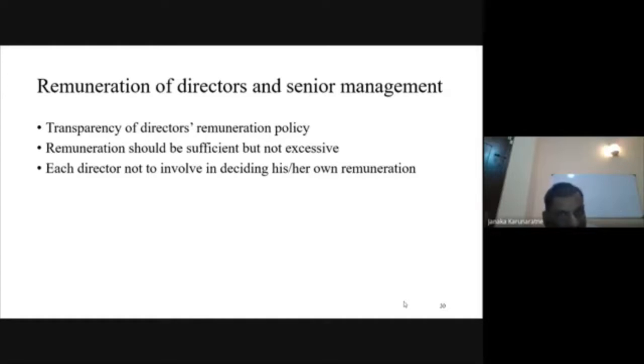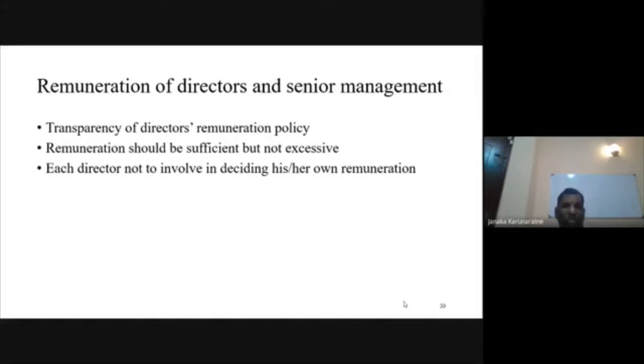Remuneration should be sufficient but not excessive, and the important thing is that for their active contribution and participation, there must be adequate remuneration paid. They are not full-time members, other than executive directors, and are generally compensated to participate at the board meetings. And also it should not be excessive. So it should not be too much, but it should be comfortable remuneration.